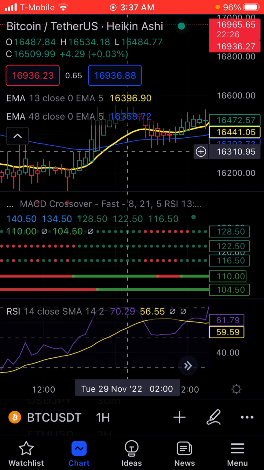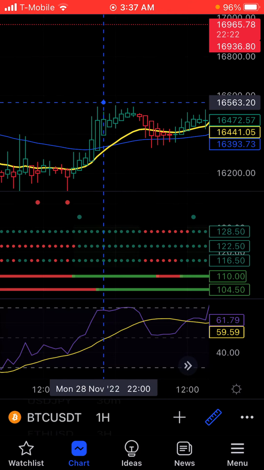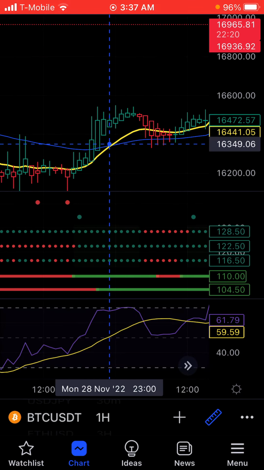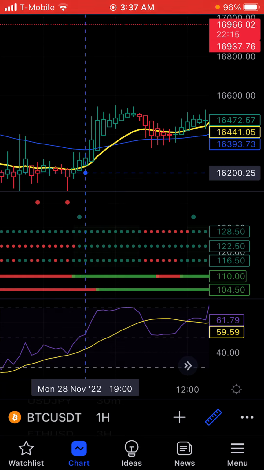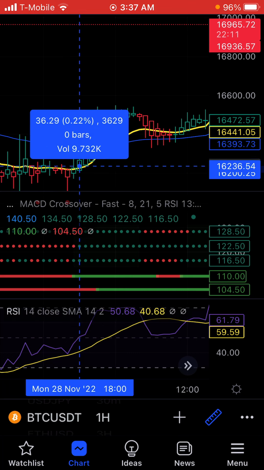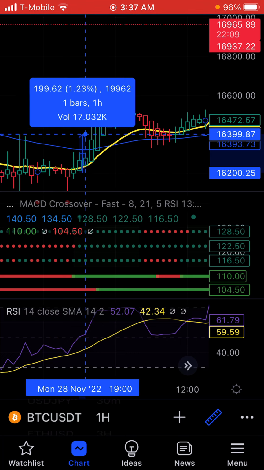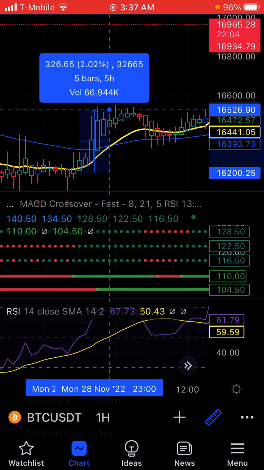So we see right here at the moment it crosses right here. We want to find the moment where that green dot appears by itself, which is right here. So this is the point when you get in. You get in a little early, and then you look at your RSI, and as long as the RSI is above the yellow line, you're good.